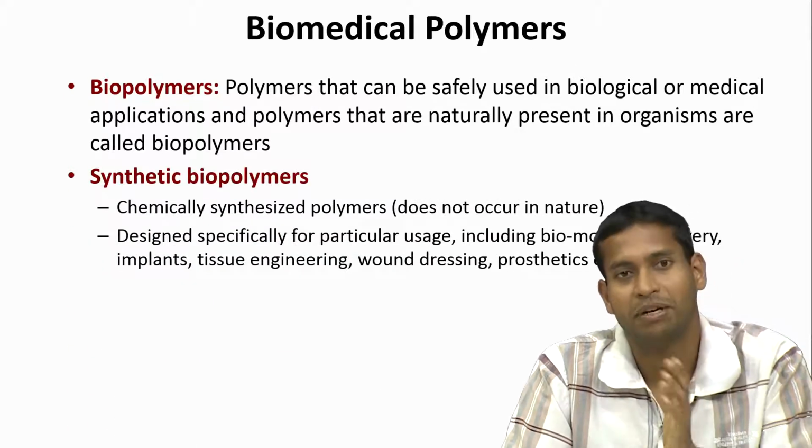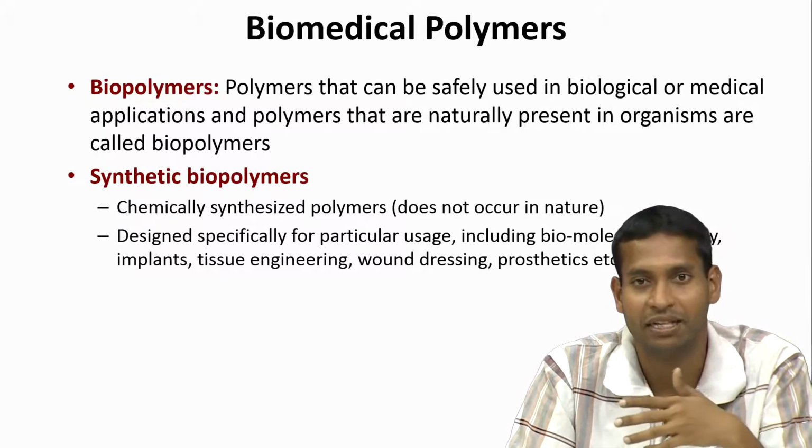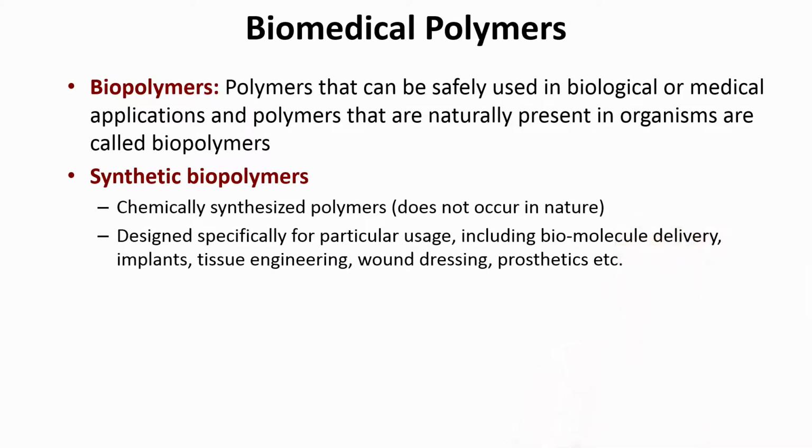Biopolymers can be divided into 2 different classes. One is synthetic biopolymers, and as the name suggests, these are synthetic, so they do not occur in nature. As I said earlier, biopolymers are something that can be used for medical applications. They may or may not exist in nature. In this case, the synthetic biopolymers are something that we synthesize. These are chemically synthesized polymers that do not occur in nature. They are designed specifically for a particular use or disease. This could include delivery, tissue engineering, some prosthetics, and we are going to talk about all these as we go along in this course.